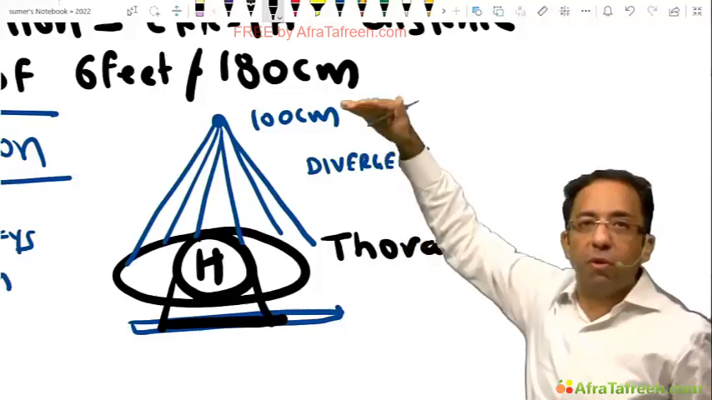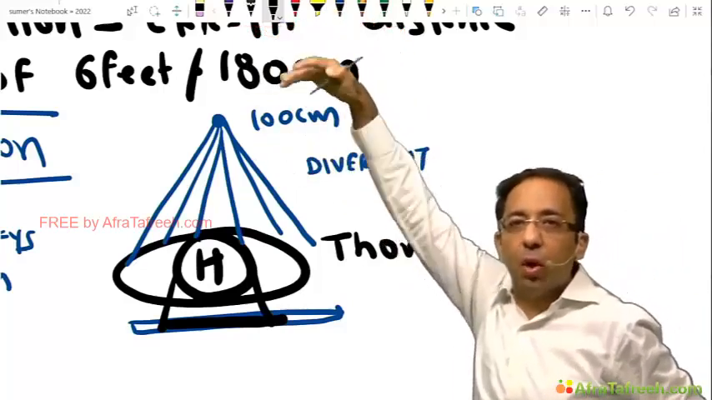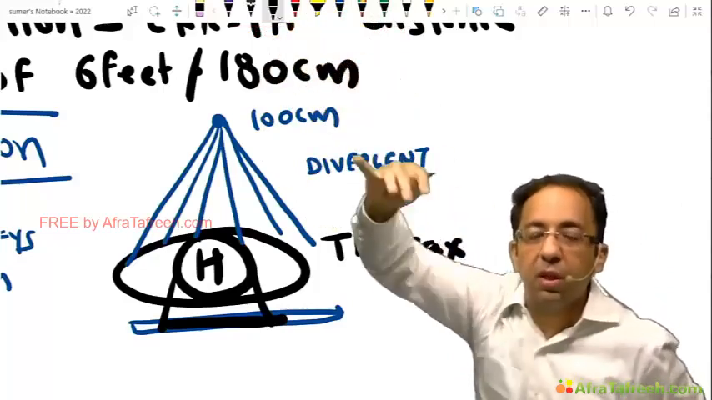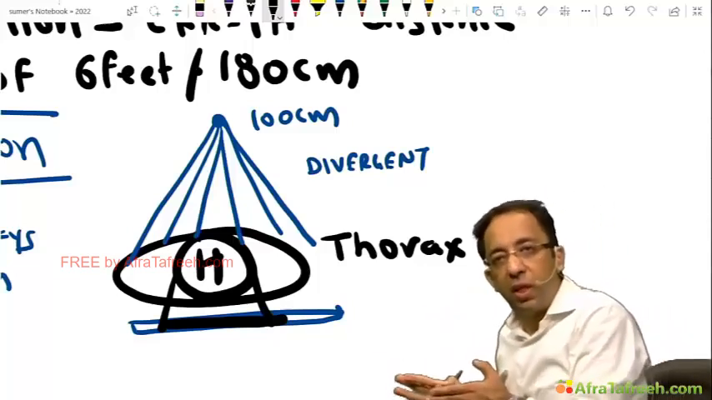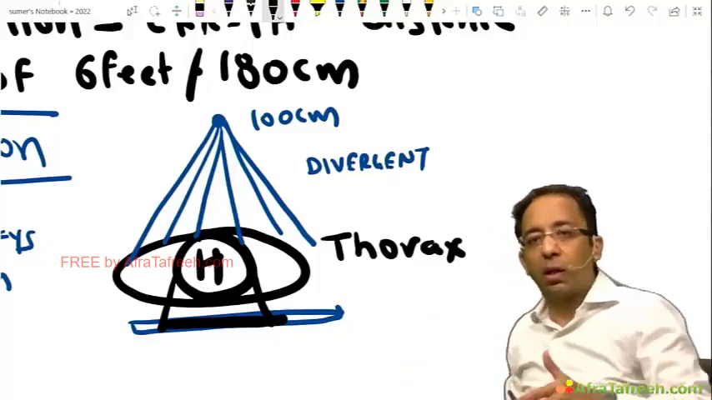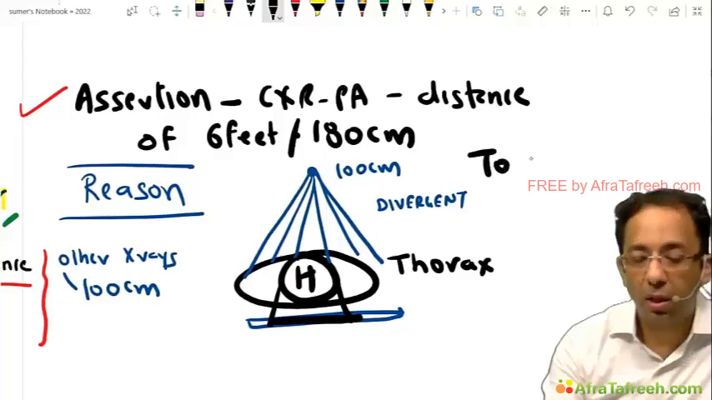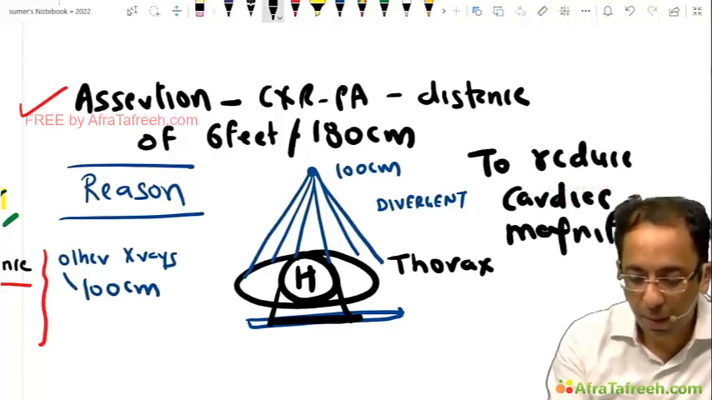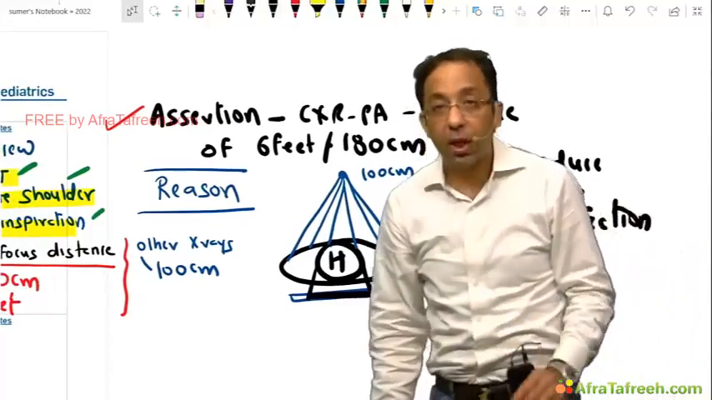But if I do it from 180 centimeter, that means I go further away, it is like going to infinity. Remember, if you are coming from very far off, the rays will become parallel. So from 180 centimeter, from 6 feet, the rays become more parallel. The reason is to prevent or to reduce cardiac magnification. Everybody understands? Everybody follows?